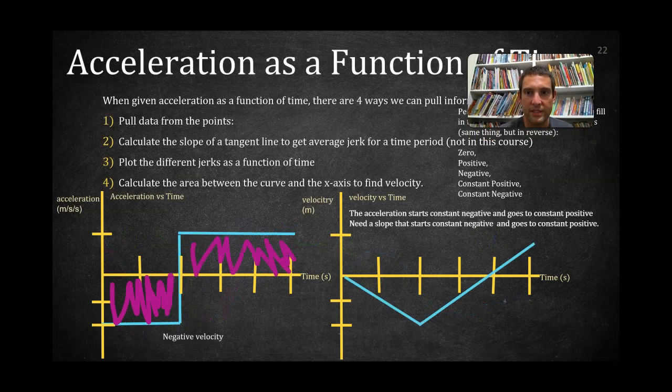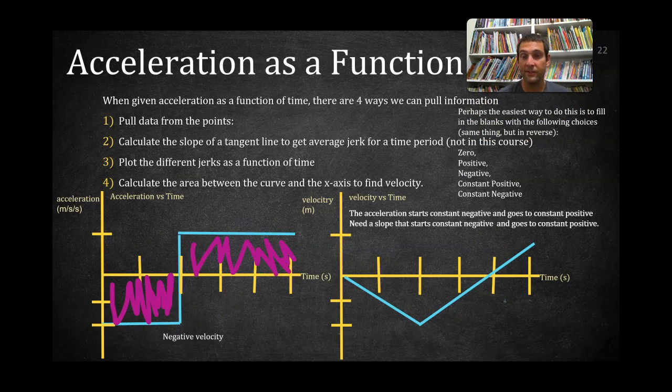All right, on to acceleration as a function of time. A whole bunch of information on this slide. I didn't go through and add animations just because you've already seen it. So here's all 4 different ways we can pull information from the acceleration as a function of time. We can pull data from the points, of course. We could say at 2 seconds our acceleration is 2 meters per second squared.